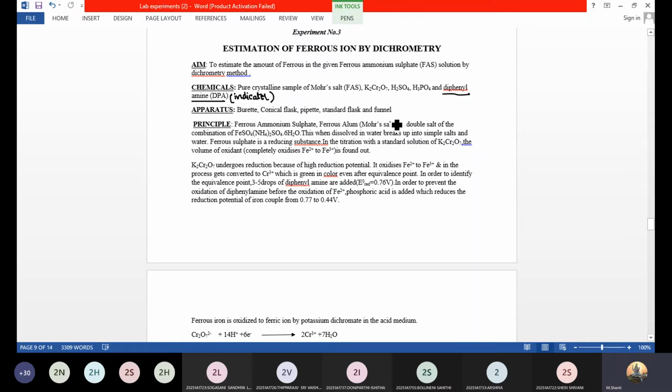The next apparatus are the common ones. The formula of Mohr salt is FeSO4(NH4)2SO4.6H2O. Underline that. This is your Mohr salt.